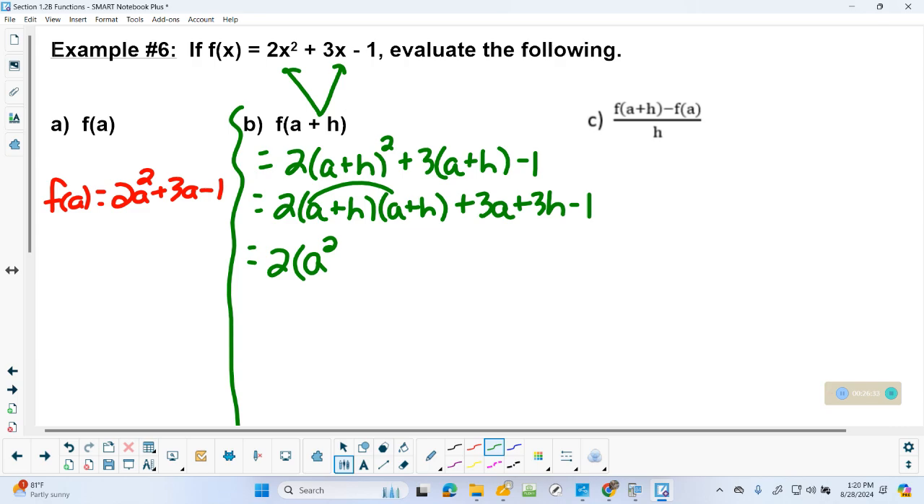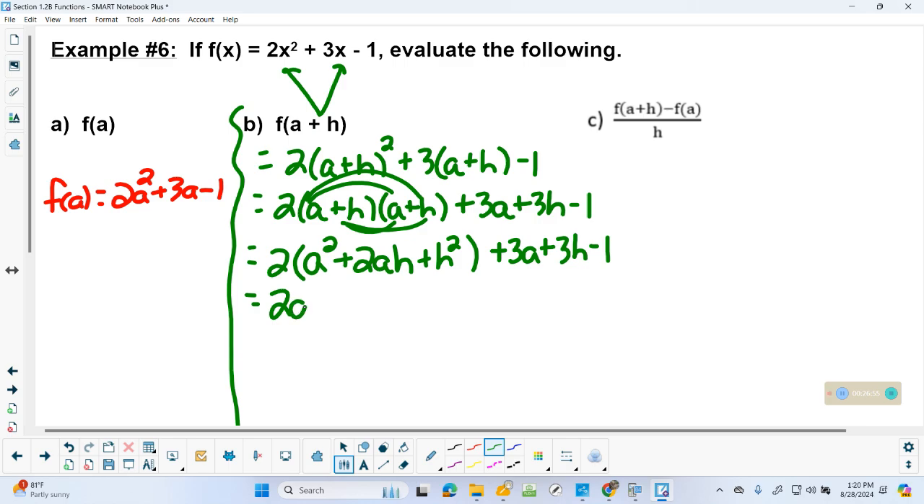For the sake of space and time, let's combine our middles and just do it. 1ah, another ah. So I'm going to go 2ah and h squared. Yes, I still have to distribute 2 through that. Okay, I'm going to do it. It's going to be okay. We got it. Distribute 2. 2a squared plus 4ah, plus 2h squared, plus 3a plus 3h minus 1. Yeah, that's really, really nice.